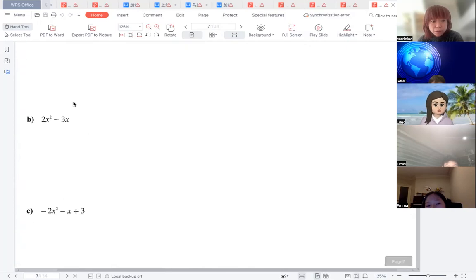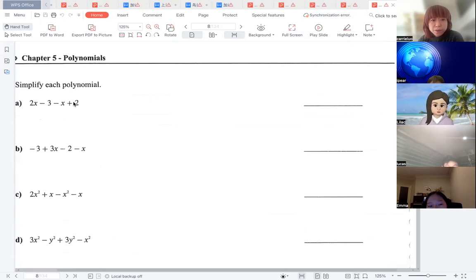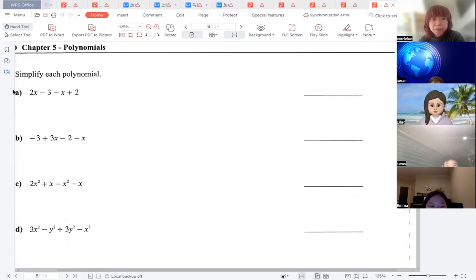Okay, so we're going to just take a look at this one. Simplify each polynomial quickly enough. We go through this one. So the same term, you're putting them together. But Lilac, remember to go with the number with the sign in front of it. So 2x minus x equals x. And negative 3 plus 2 equals negative 1. So the answer is x minus 1. Get it, everybody? I want you to circle each term itself.